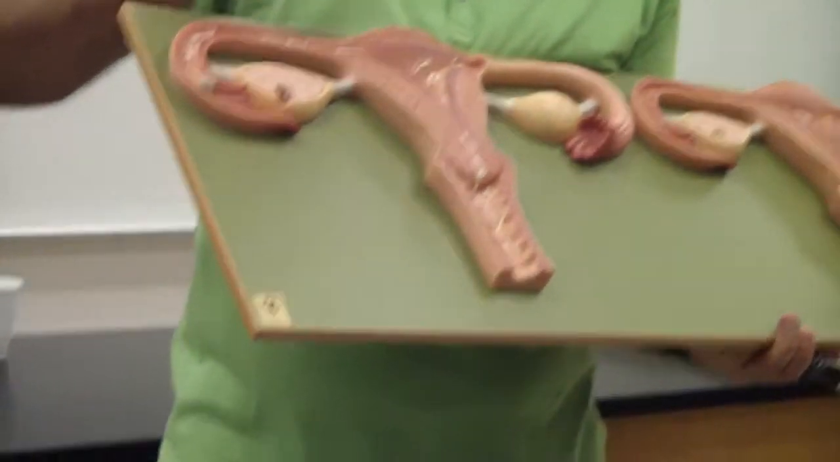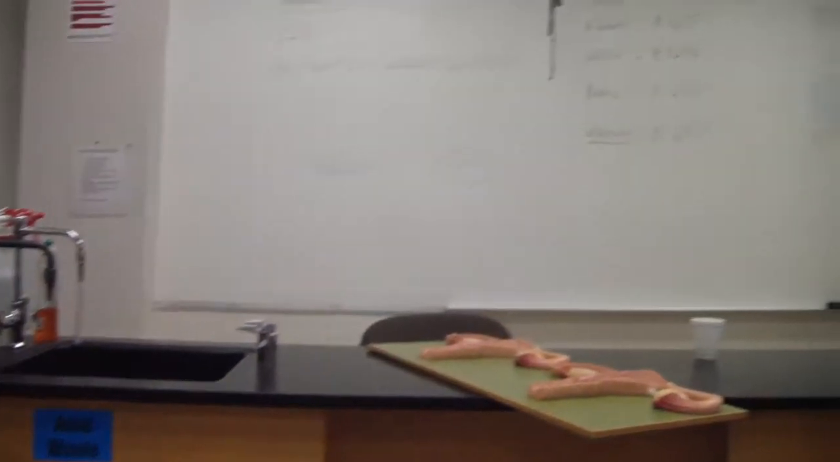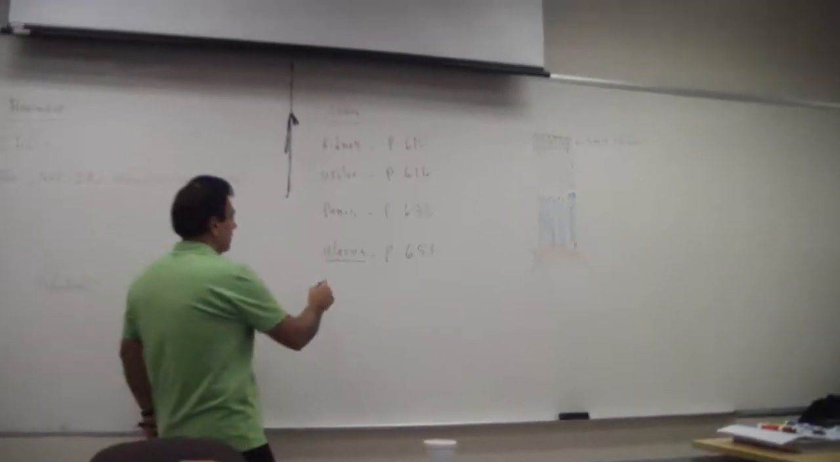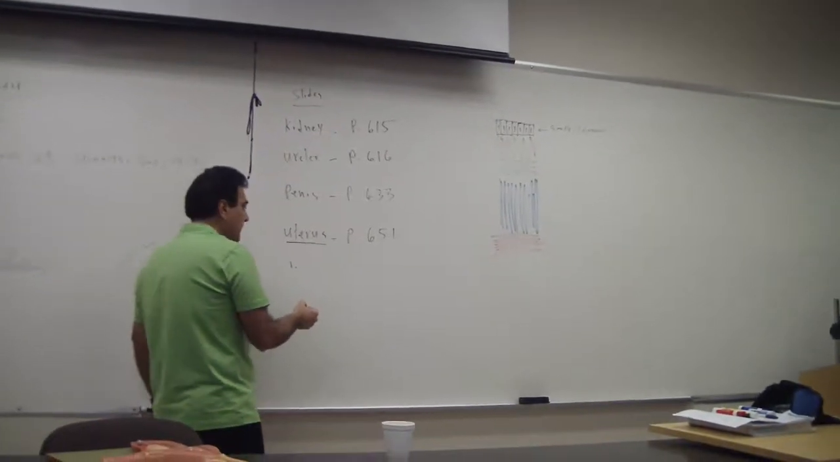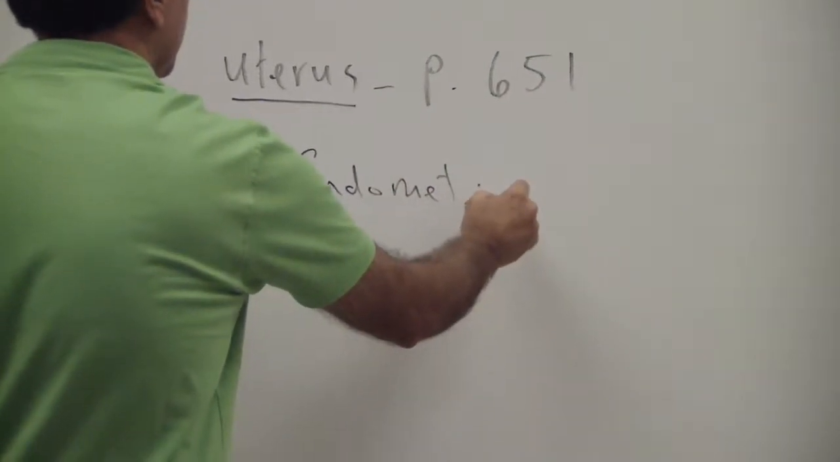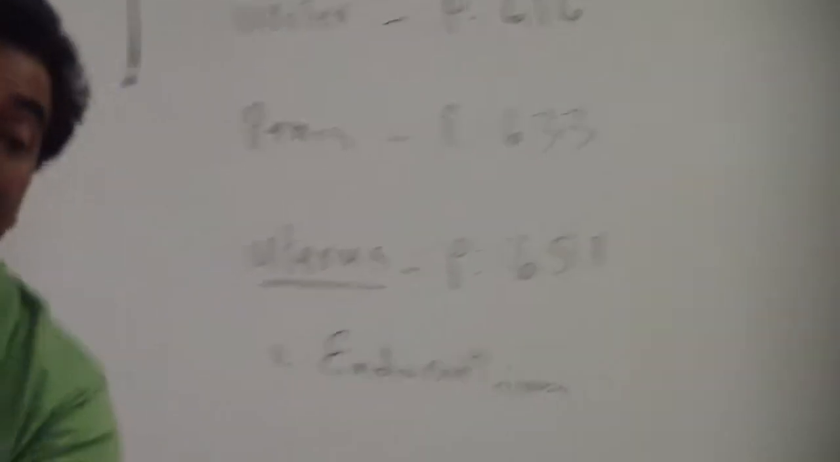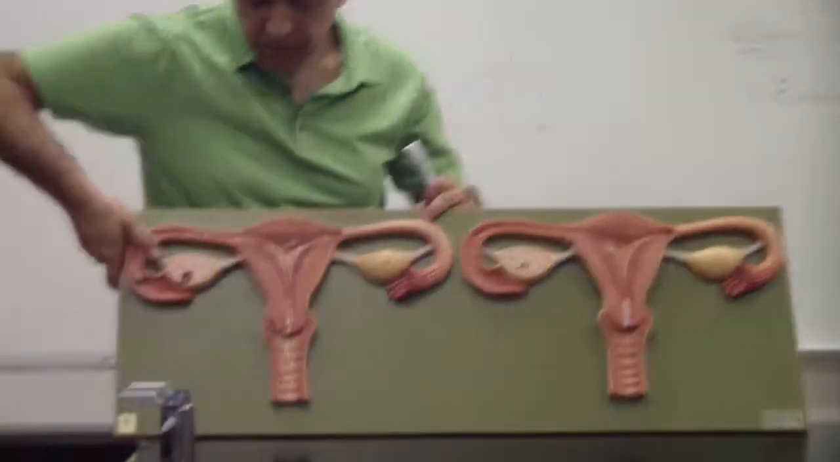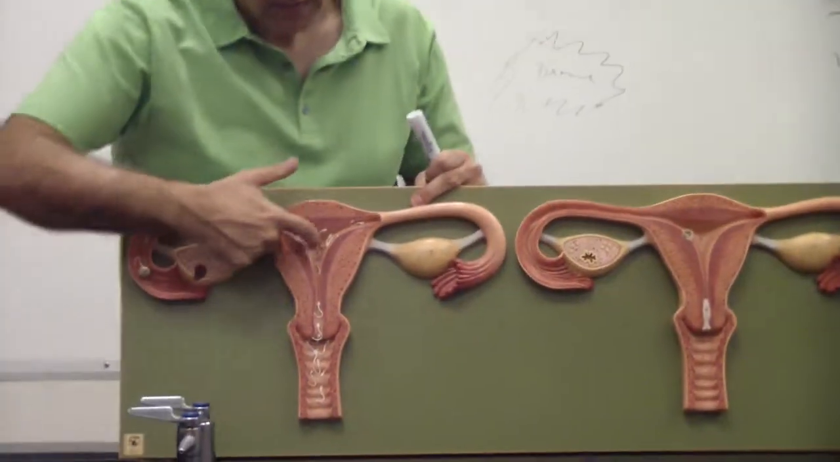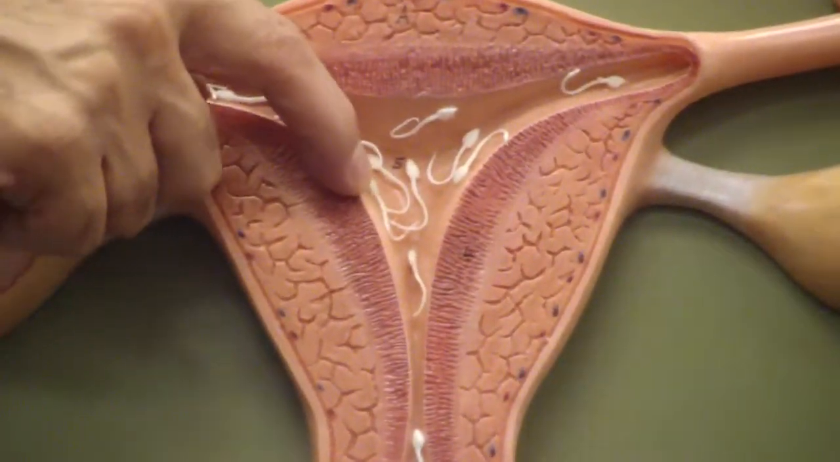See that the uterus, as you see in the picture, is made up of 3 parts or 3 layers. The innermost layer is called the endometrium. Here's the uterus right here. The innermost layer is called endometrium.